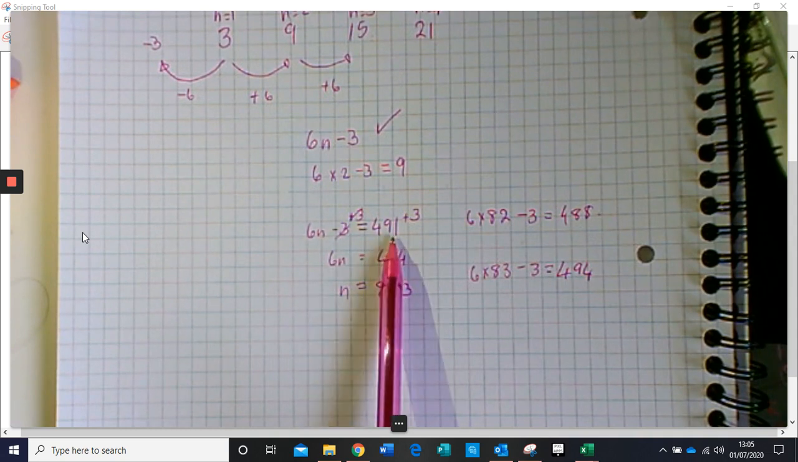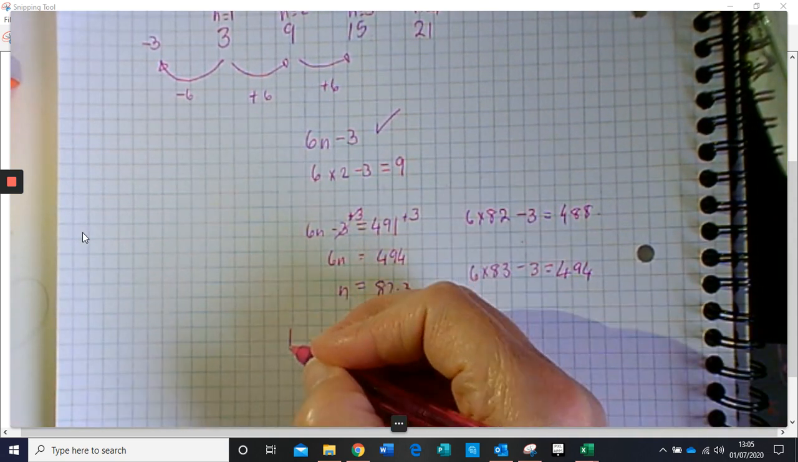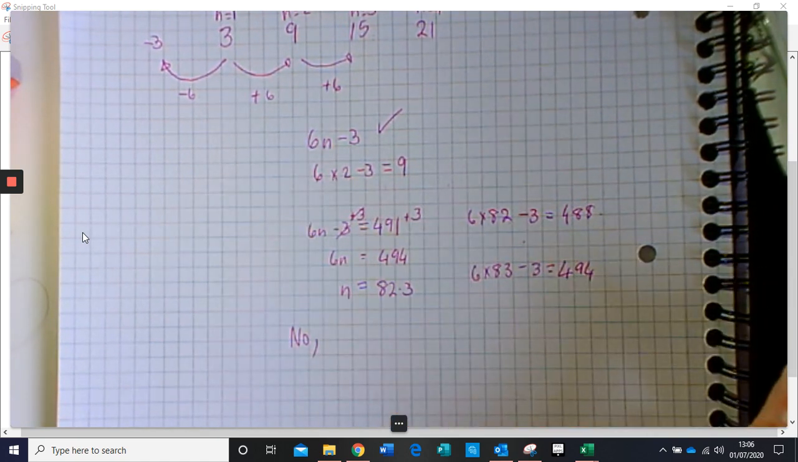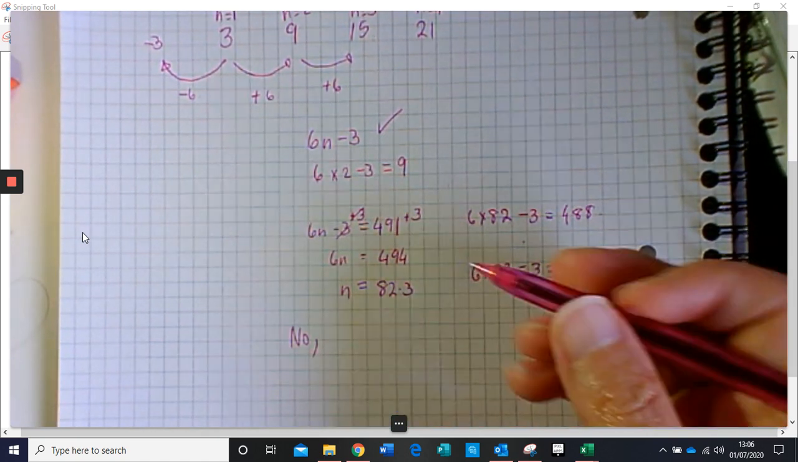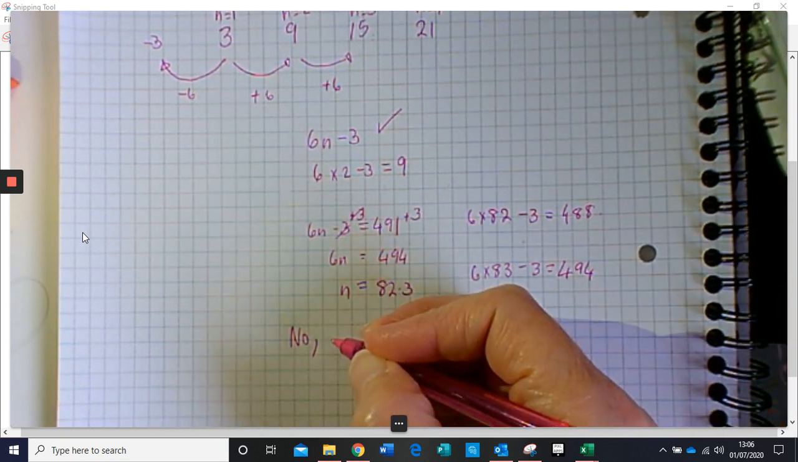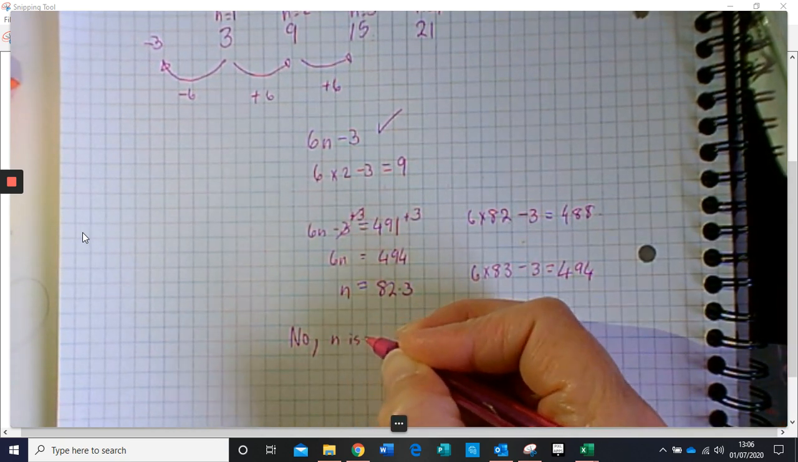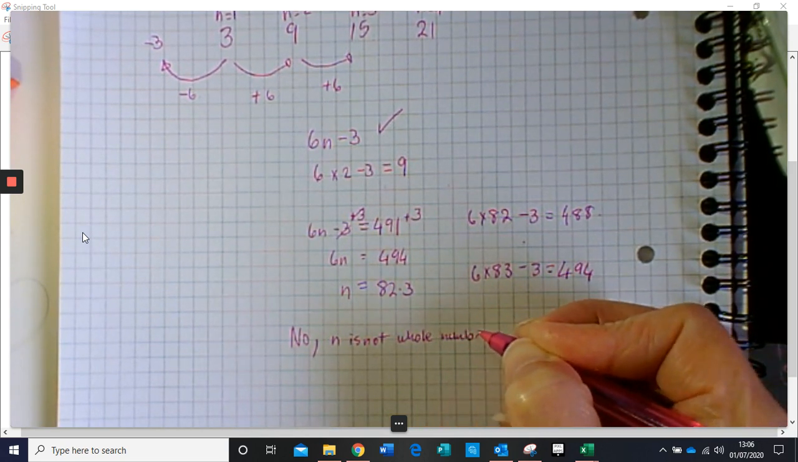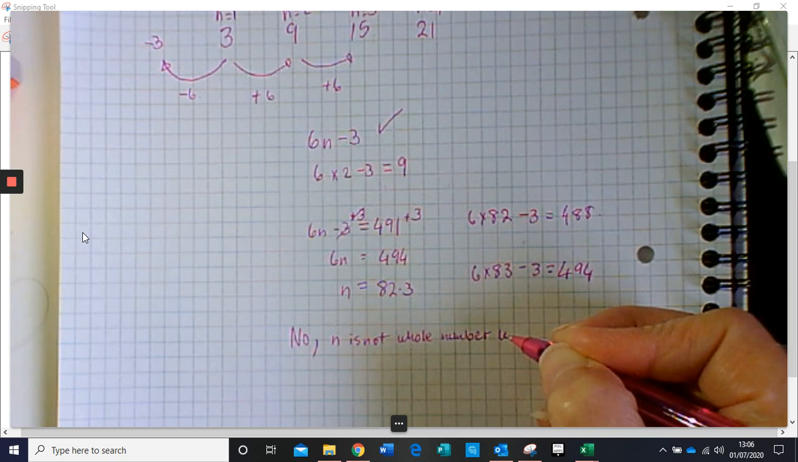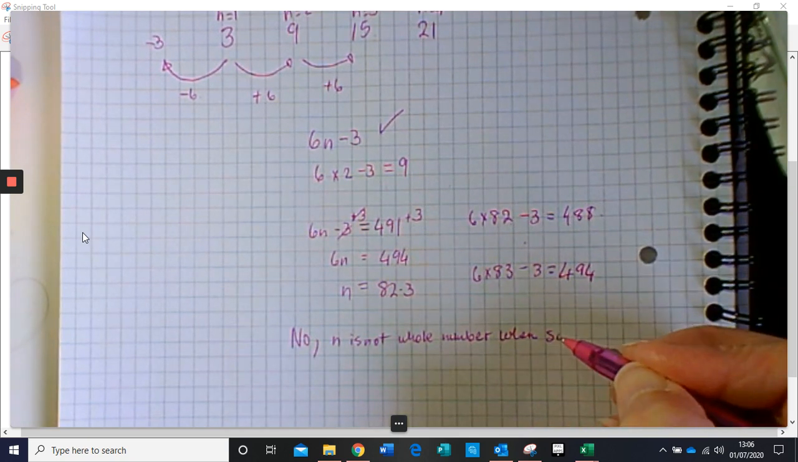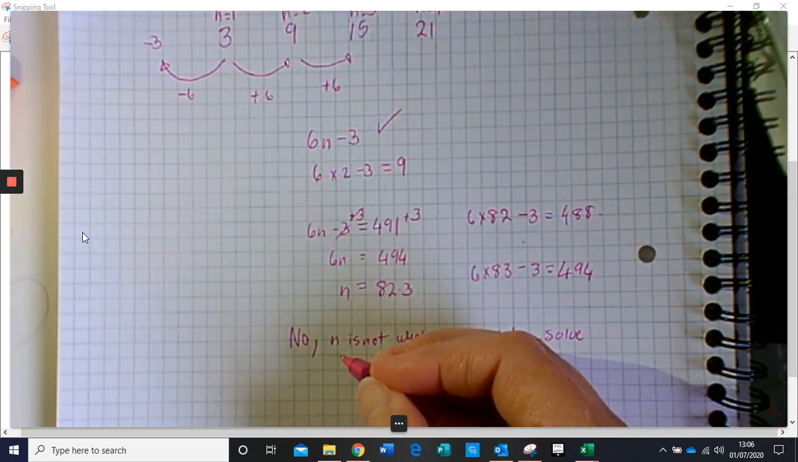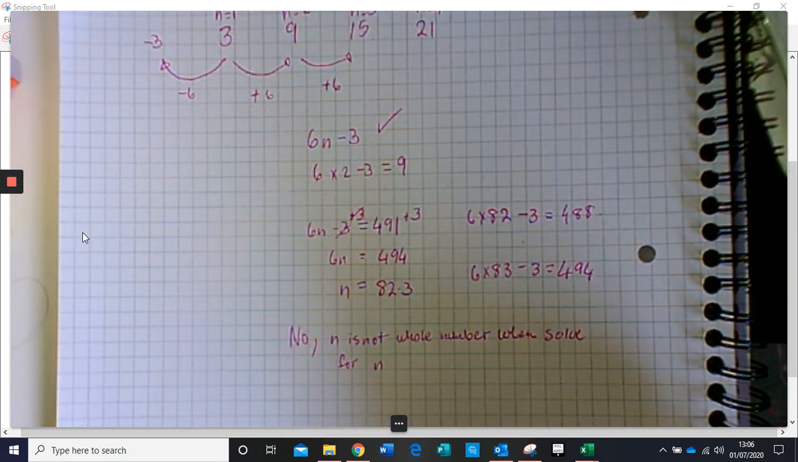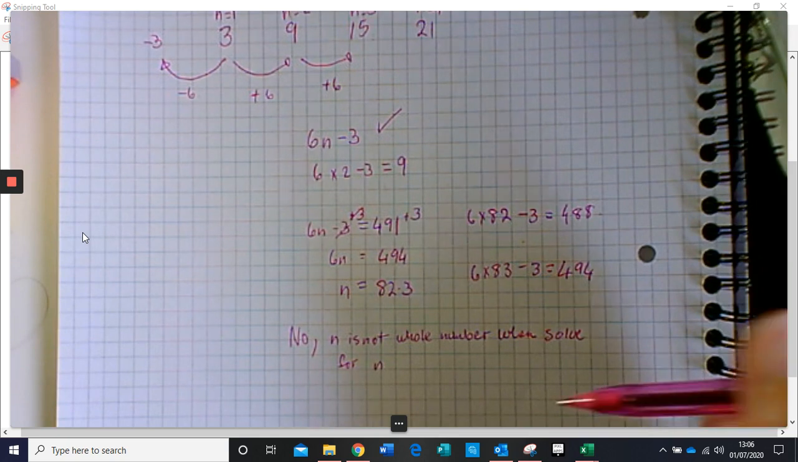So to answer it, you would say you have to write no. That is what they want. But then you also have to give the explanation. Okay, and you would say n is not a whole number when we solve for n, or anything to that effect.